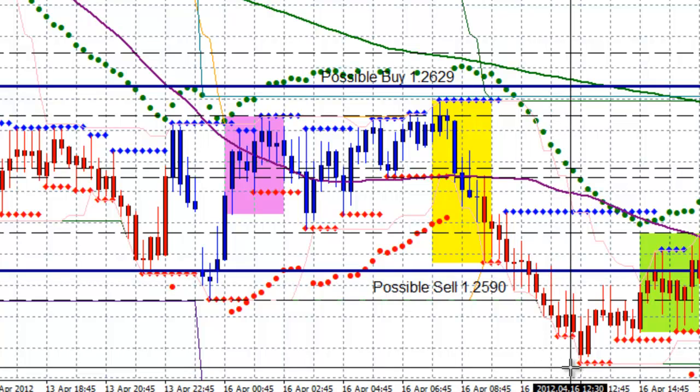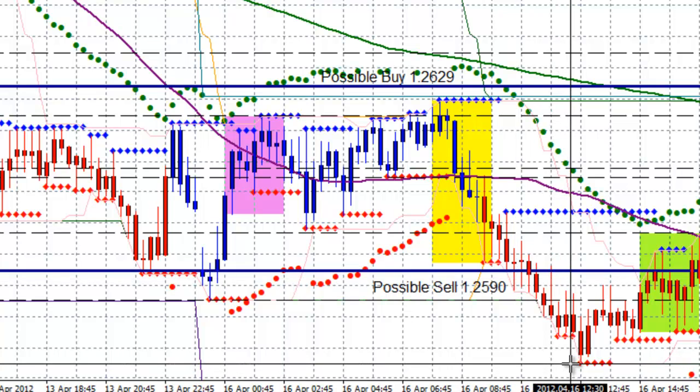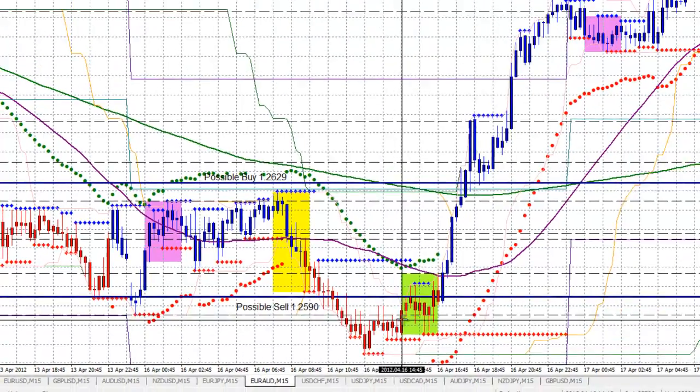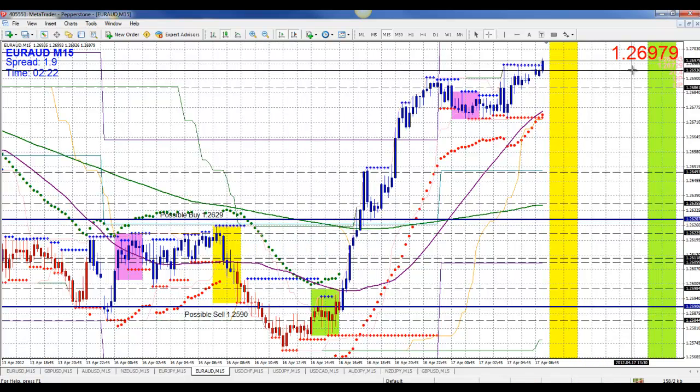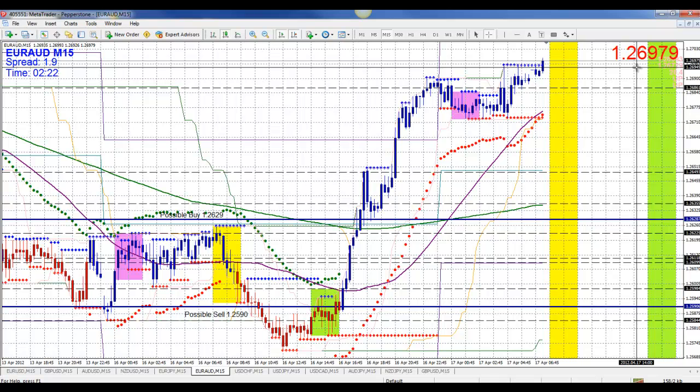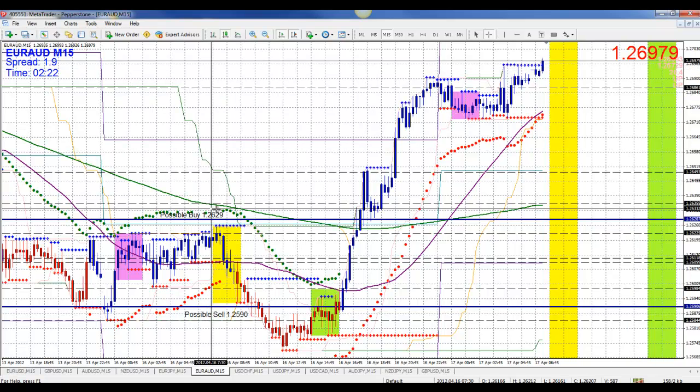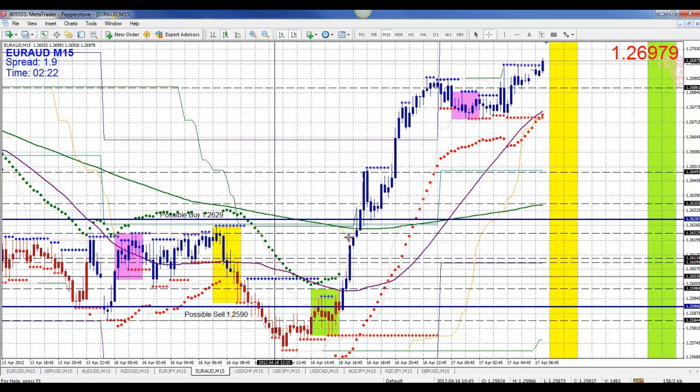At 125.90, you can see it went down as low as 125.71. Throughout the US session, it kept rising and eventually broke the Willie box here at 126.29. And as you look at the price today, it's 126.97. That's 70 pips higher than my projected entry at 126.29.